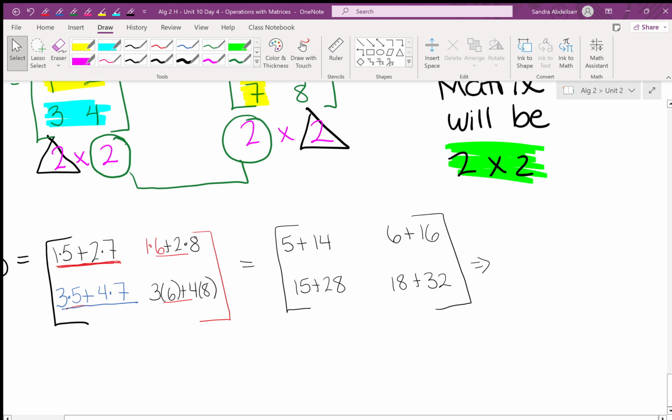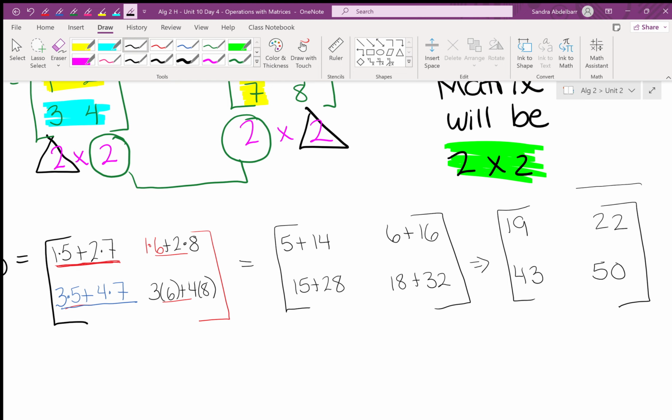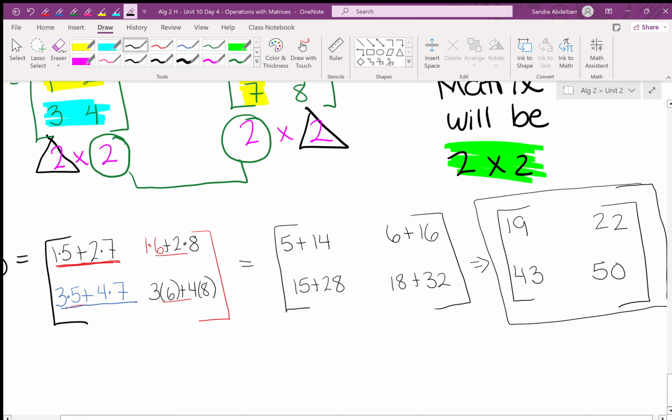And then we add. So 5 plus 14 is 19. 6 plus 16 is 22. 15 plus 28 is 43. 18 plus 32 is 50. And this is our product matrix. David, you may.